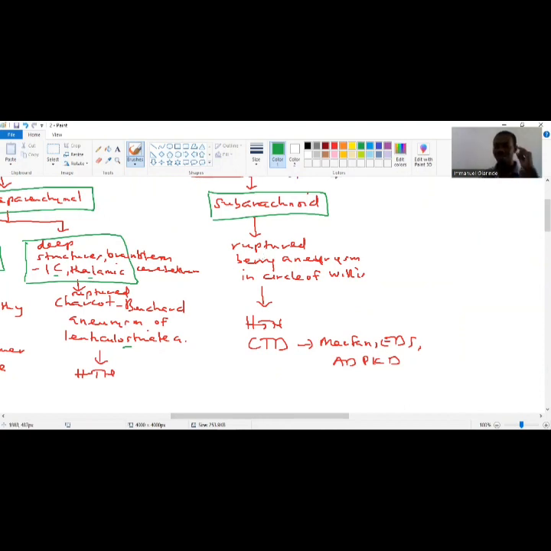So the patient, I'm seeing bleed in the subarachnoid space. Remember the circle of Willis, it's in the subarachnoid space.